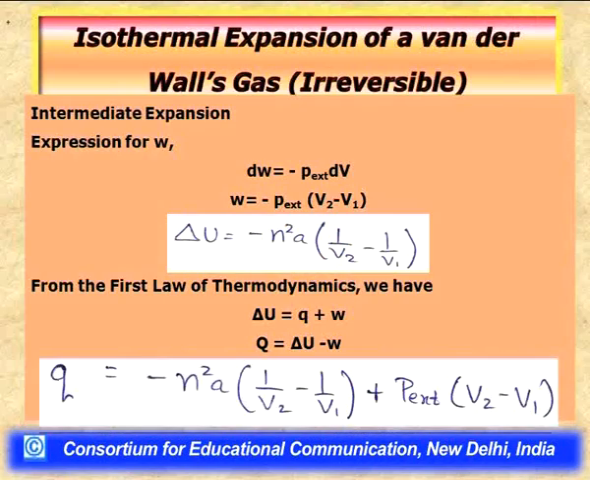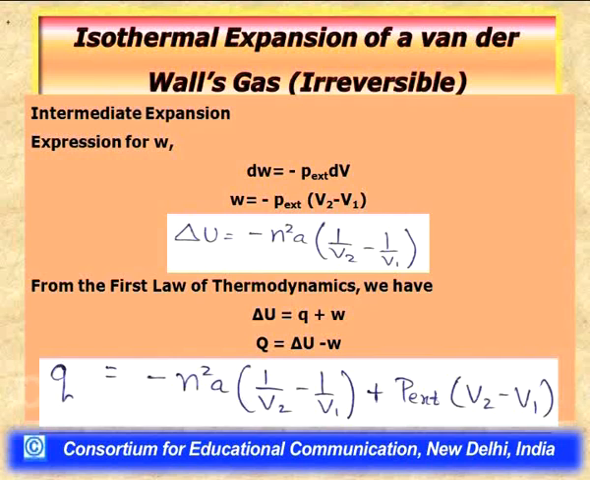So, now let us draw our attention to this. What we have discussed are the reversible changes. Now, it is time to consider the irreversible expansion also. Here again dW equals minus P ext dV, and W equals minus P ext (V2 minus V1). So, here we are going to have only this much as the expression for work.